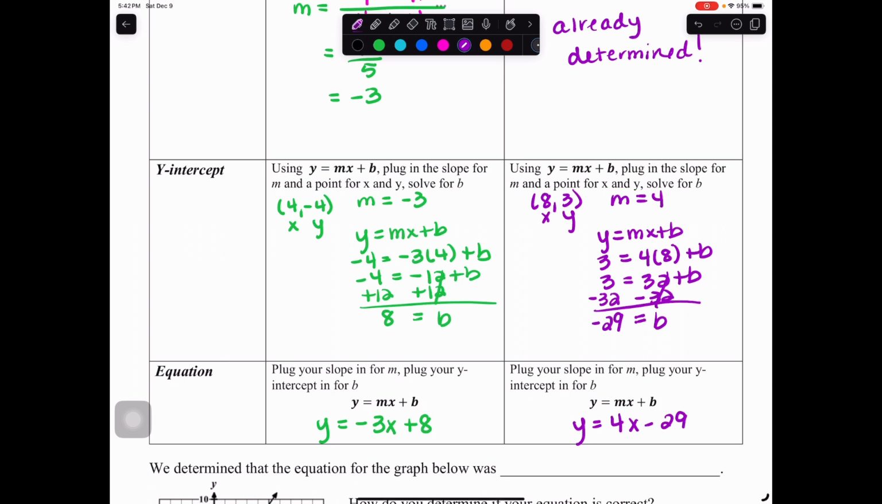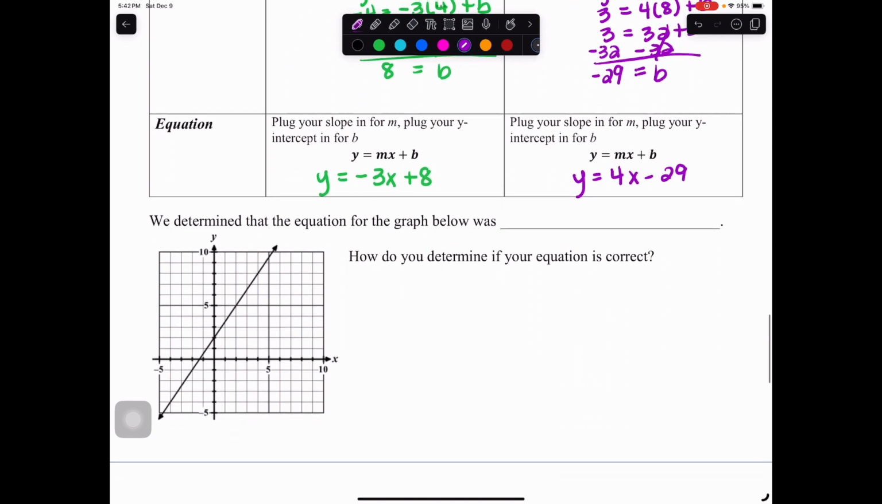So, lastly, we determined that the equation for the graph below, this is one of the ones we already did prior, was y equals 3/2 x plus 2. So that was the equation that we got for this line here on the graph. How do you determine if your equation is correct? So I'd like you to take a second. If you want to pause the video, you can. I want you to think about this on your own and write down your ideas. And then when you're done, you can resume the video to go over your options.